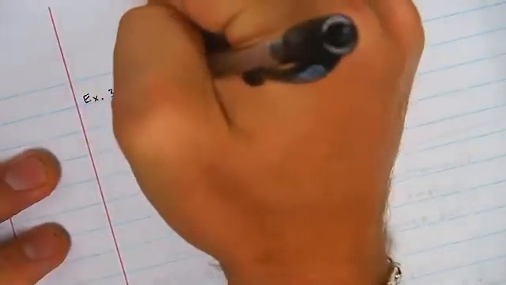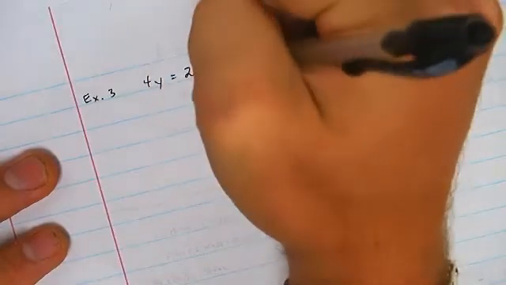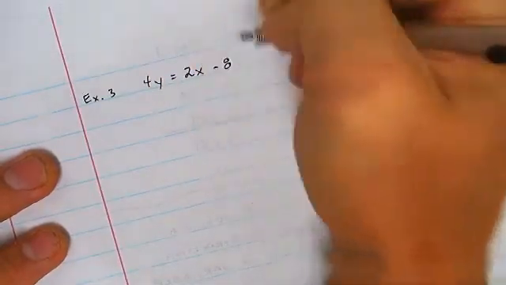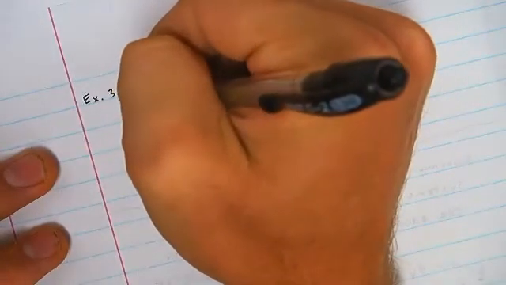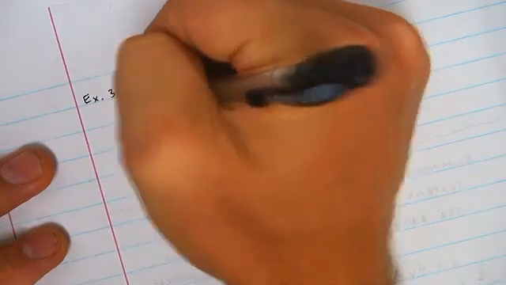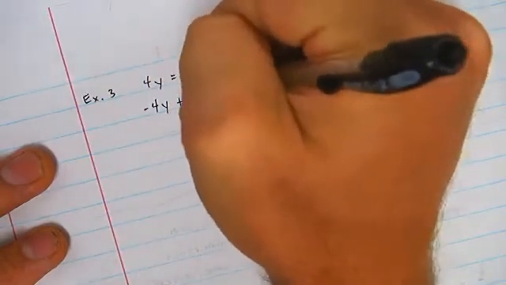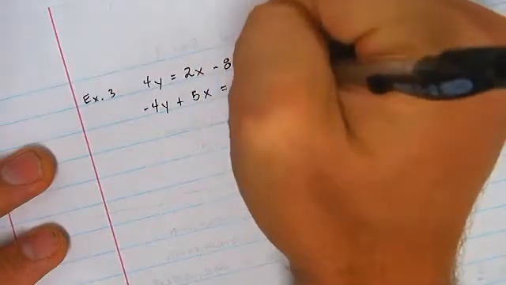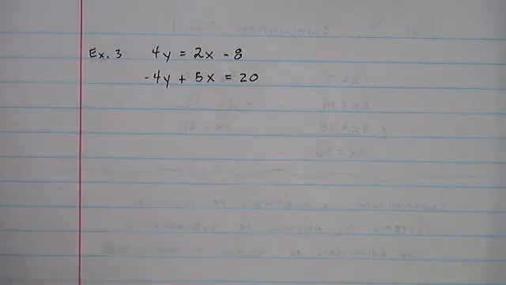4y equals 2x minus 8. And then we've got negative 4y plus 5x equals 20. And so we've got these two here. It looks like we are ready to go. But the simple fact is we're not.